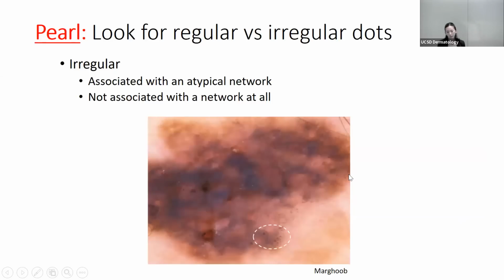Irregular is just anything that doesn't follow one of those patterns, or if it's just not associated with any type of network. So here, you can see there's some dots down here at the inferior portion. There's absolutely no network. In fact, it looks white here. And so these are irregular dots and definitely concerning.